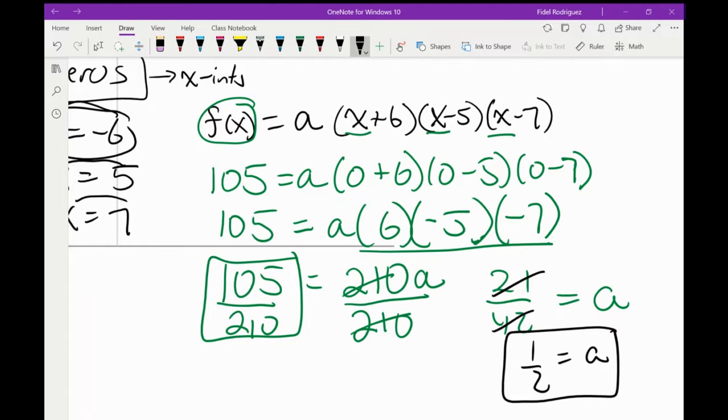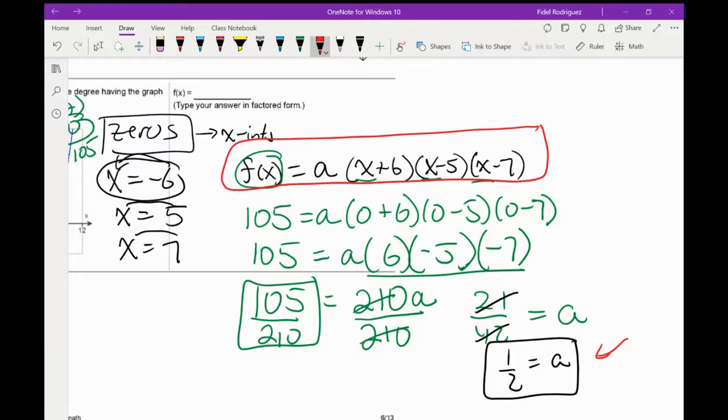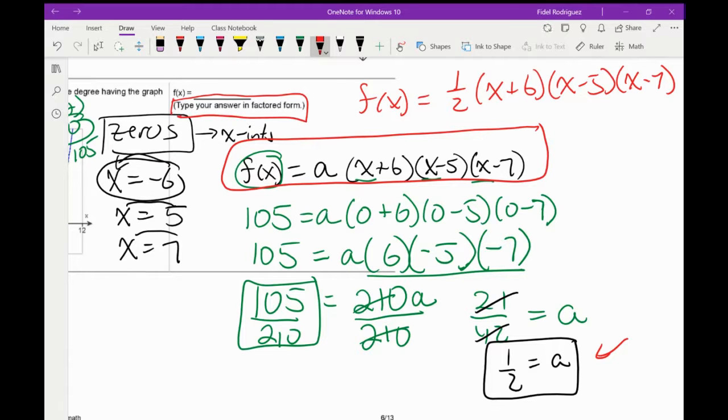Okay. All right. So guys, if you remember what we did in the previous problem, in number 15, once we found our A number, we came back right here, and the first thing we did is we plugged it in. So we wrote 1/2 times x plus 6, x minus 5, and x minus 7, right? And if you look at this part here, this part says, let's go ahead and write it in factored form. Well, this is factored form.